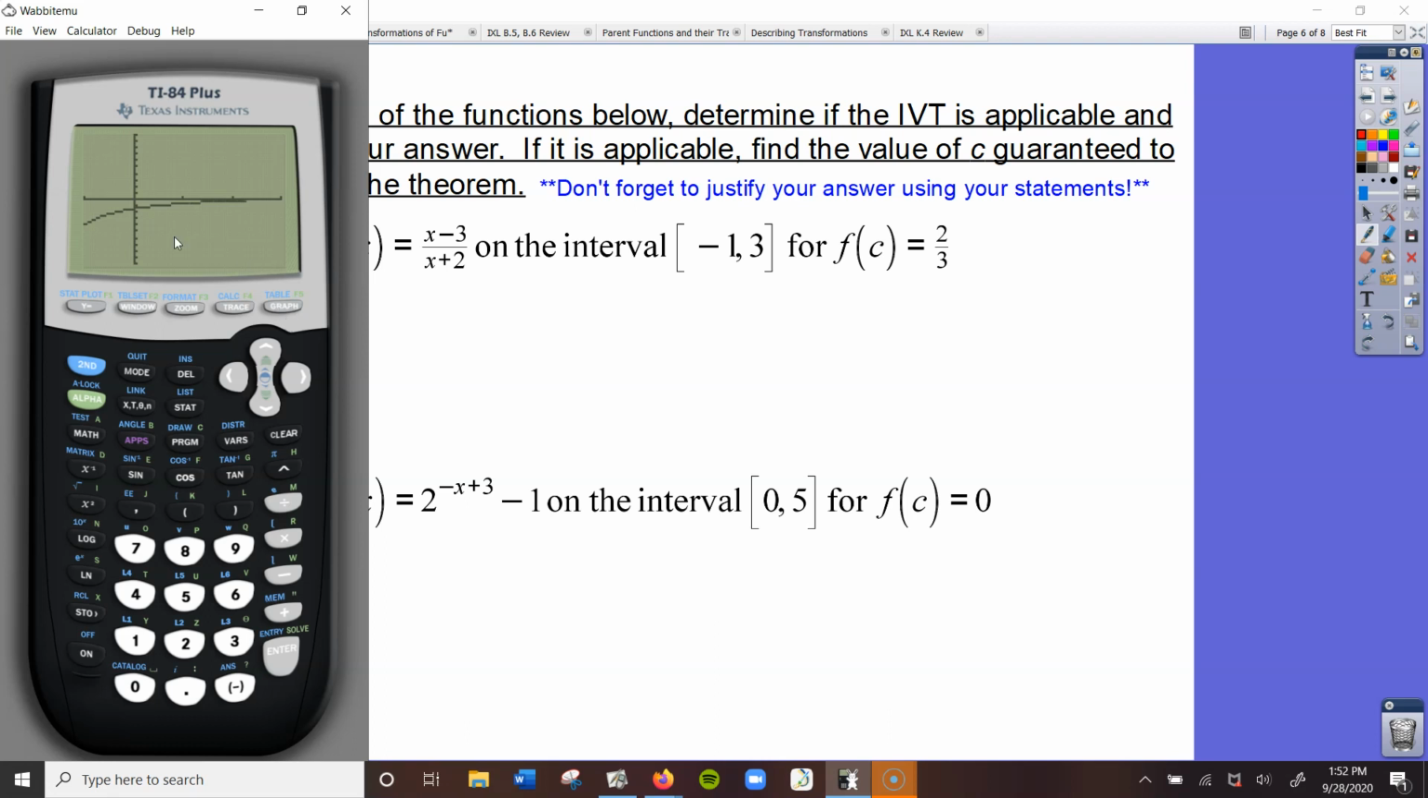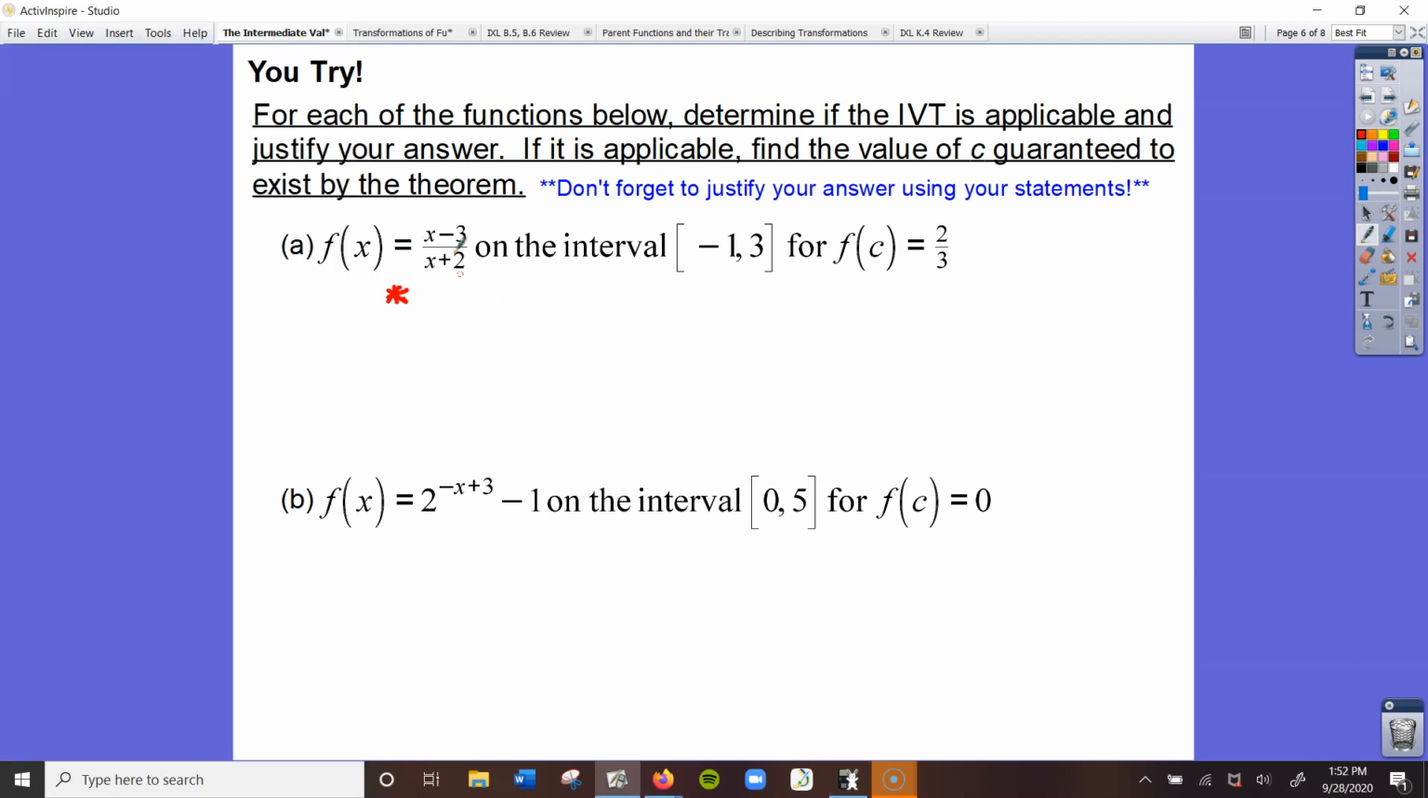Now from this graph, we can definitely see that it is continuous. So we can state f of x is continuous on the interval -1 to 3. Next, we're going to find our endpoints. So I need f of -1 as well as f of 3.